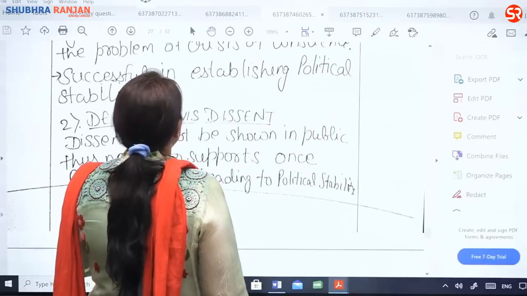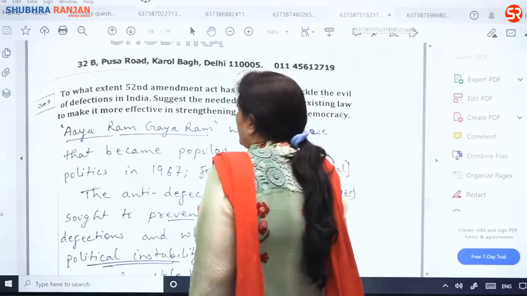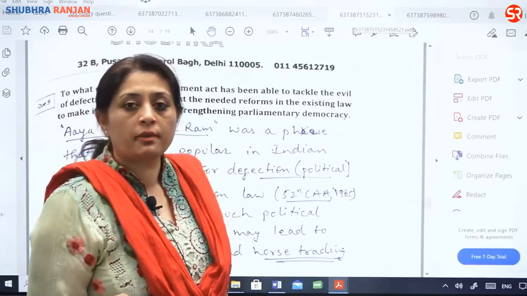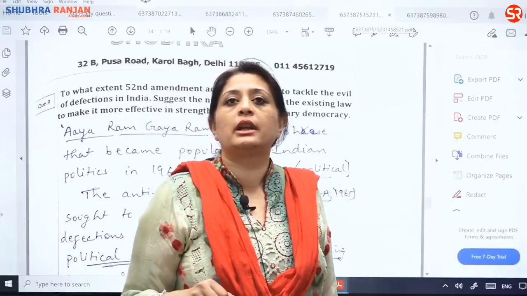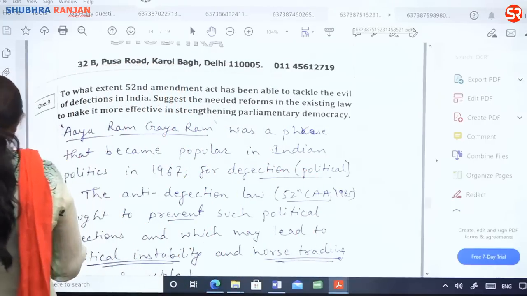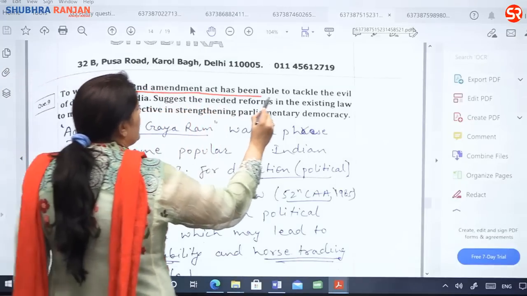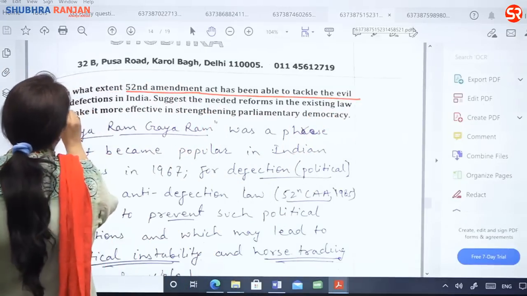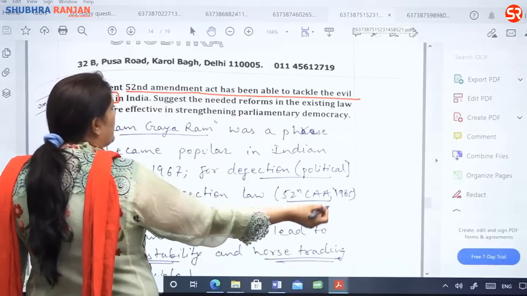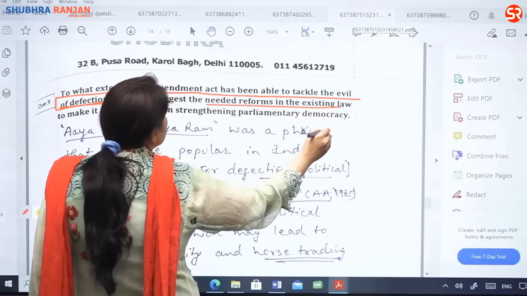So now the next question is anti-defection law. Anti-defection law is also in news because of MP, because of the crisis in Karnataka, because of the crisis in Rajasthan. So I have put anti-defection law. To what extent has the 52nd Amendment Act been able to tackle the evil of defection? Certainly not, because defections have become more rampant, which suggests the needed reform in the existing law.